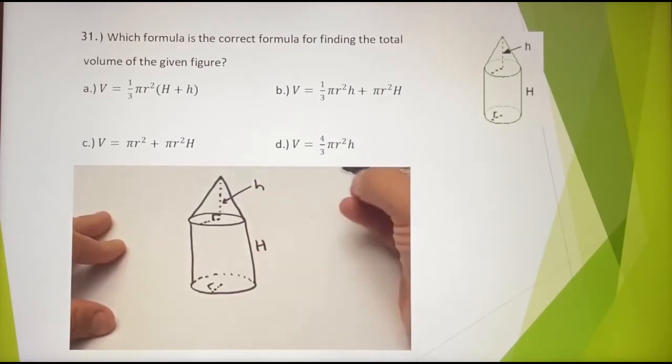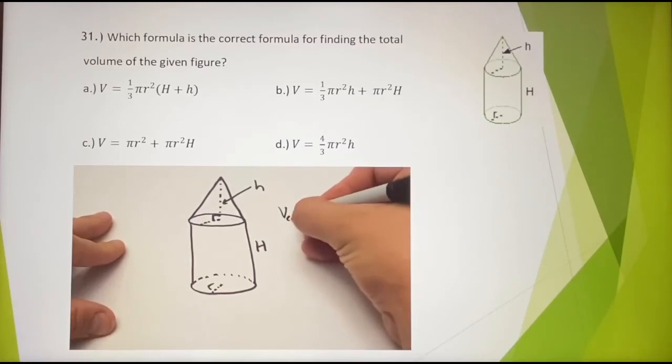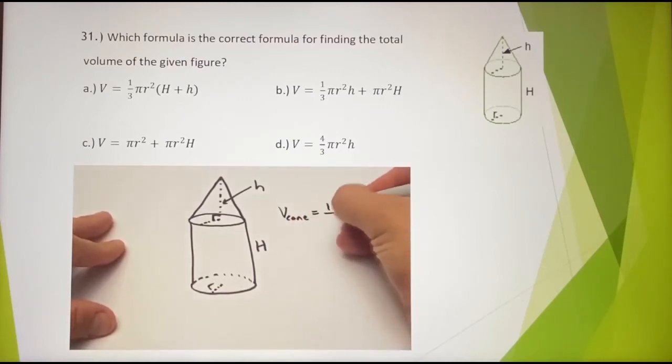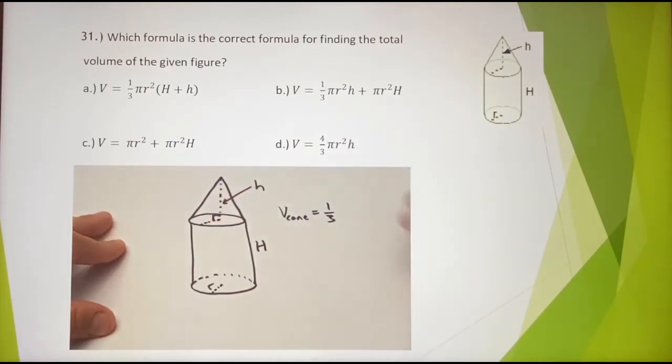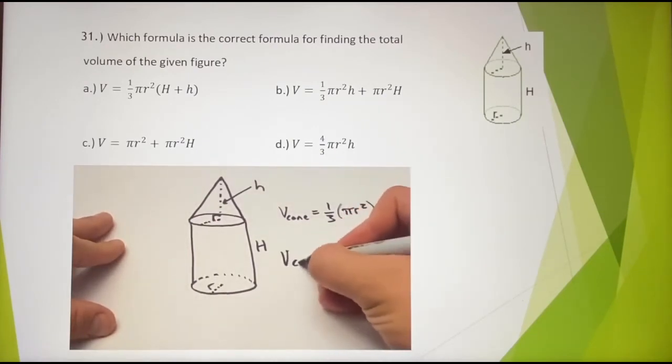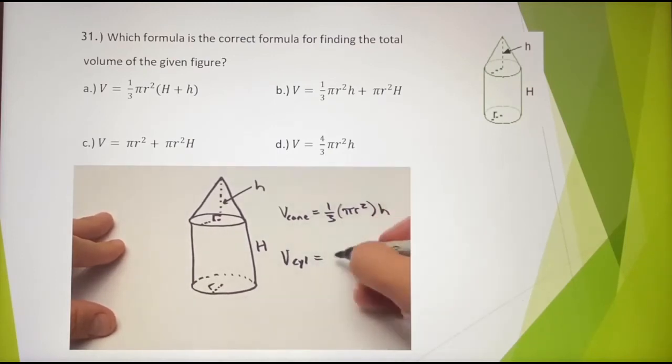And so if we look at the top, the volume of a cone is 1/3 the area of the base. Well, the base is a circle, so that's going to be pi r squared, and then times the height. And the volume of a cylinder is just the area of the base, which is a circle, pi r squared, and then times the height.